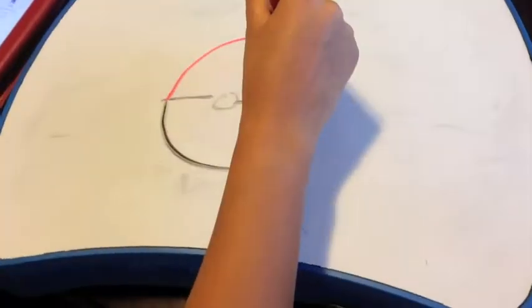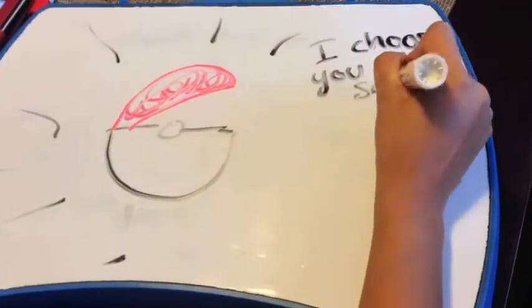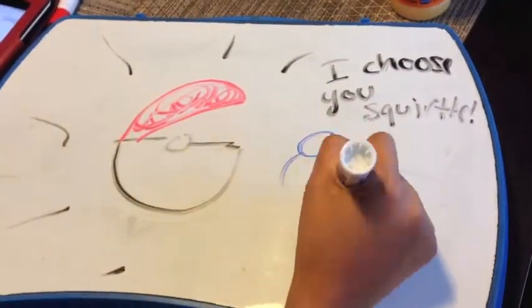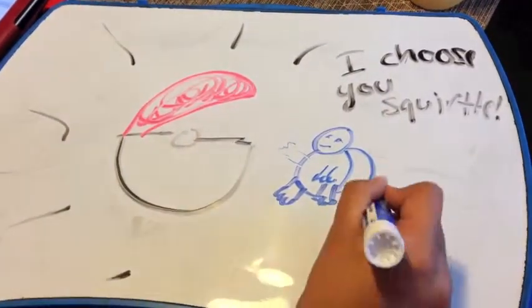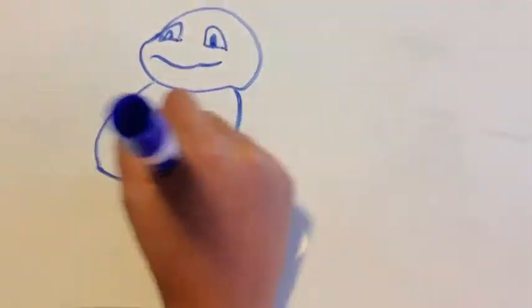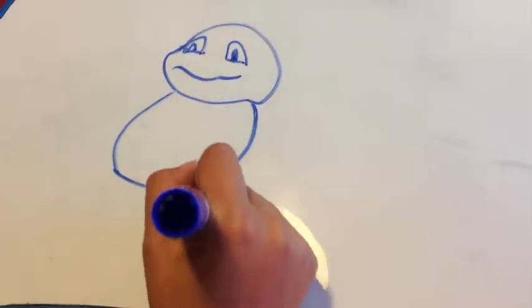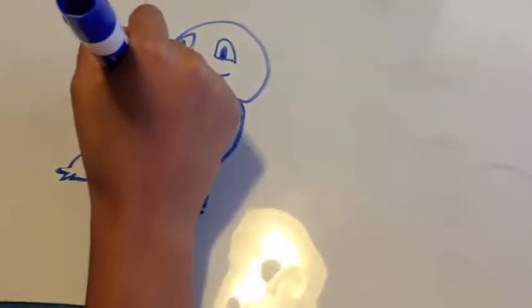And now she's drawing a Pokeball, because Misty's going to choose it, which would be Squirtle, because Squirtle is a water Pokemon. And water is a liquid. There's my attempt at drawing Squirtle.